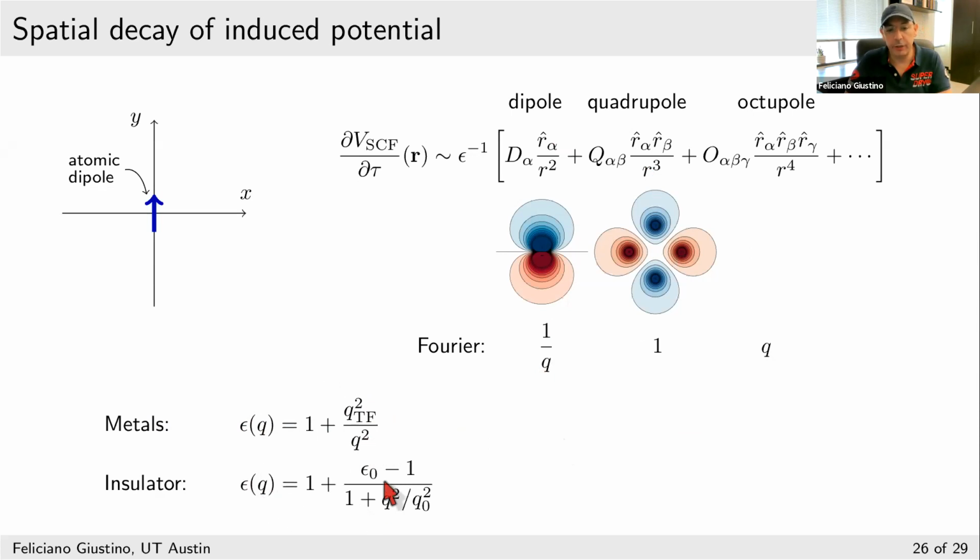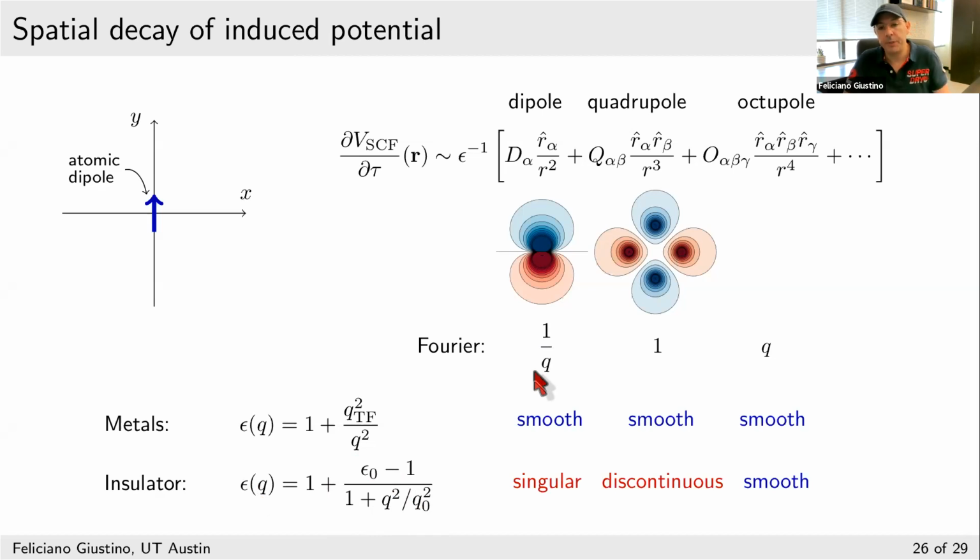If you now look at the dielectric function for the insulator, if I take q going to 0, this term will vanish, and the dielectric function will be just epsilon naught, the high-frequency permittivity. So this tends to a constant, and therefore it will not be able to screen this object. Bottom line, if you look at the self-consistent potential in momentum space, you will find that in metals these will be mostly smooth as a function of wave vector. But in insulators, near q equals 0, at long wavelength, the dipolar term will be singular, the quadrupolar term will be discontinuous, and then you have something that becomes smoother.